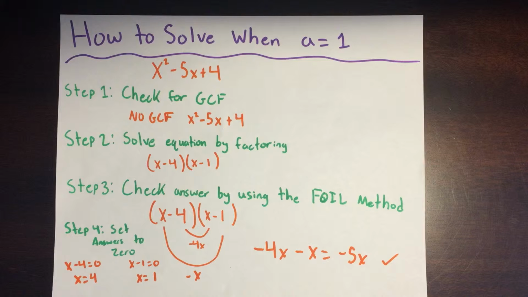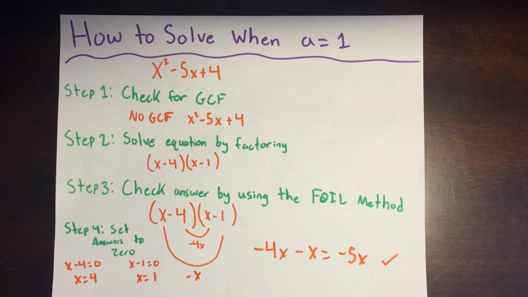How to solve when a equals 1. We'll be using the equation x squared minus 5x plus 4. The first step you want to do is check for GCF, and in this case there's no GCF, so the equation will stay x squared minus 5x plus 4. Next, you'll solve the equation by factoring, and you should get the quantity of x minus 4 times the quantity of x minus 1. Then you'll check your answer by using the FOIL method.